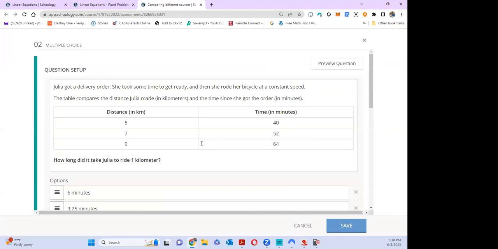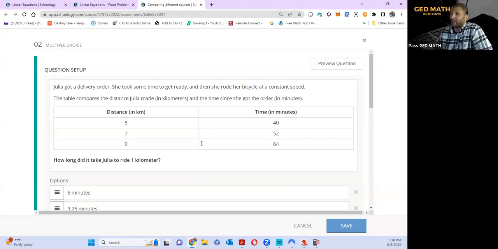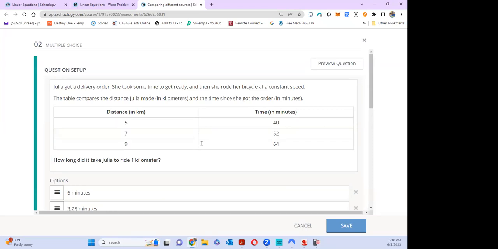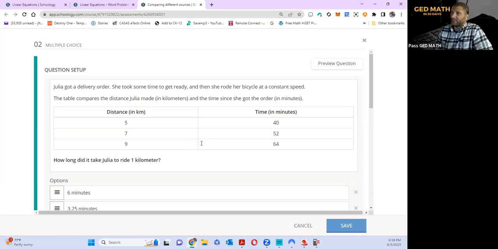Julia got a delivery. She took some time to get ready, and then she rode a bicycle at a constant speed. The table compares the distance Julia made in kilometers and the time she got the order in minutes. How long did it take Julia to ride 1 kilometer? Well, this is the clue right here. This is telling you unit rate.